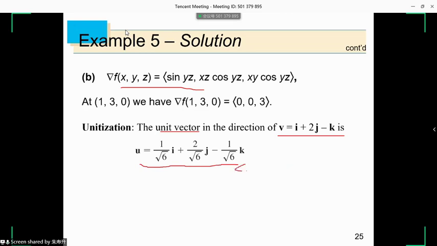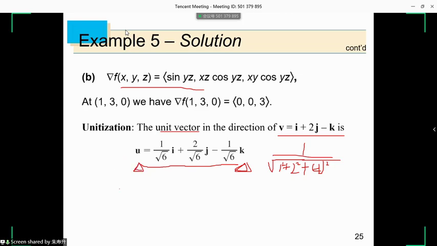Can you get this one? The magnitude is the square root of 1 square plus 2 square plus minus 1 square. The first component is 1, the second one is 2, and the last one is minus 1. Then we can get u.